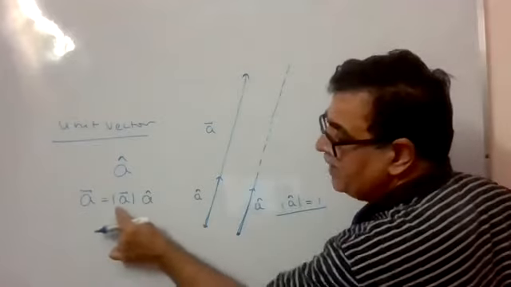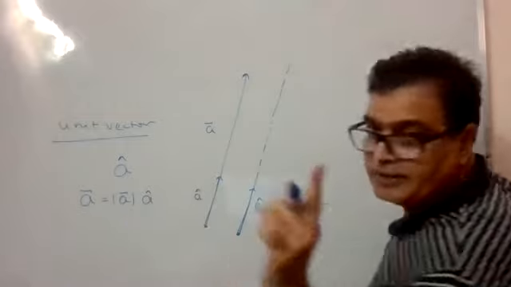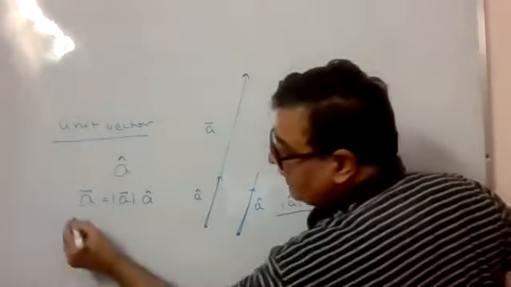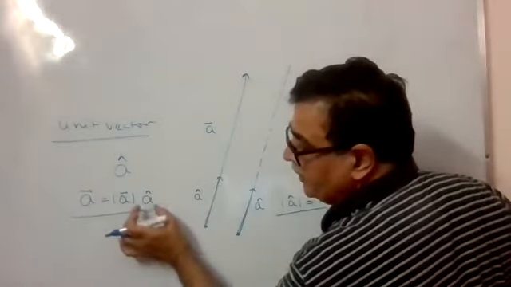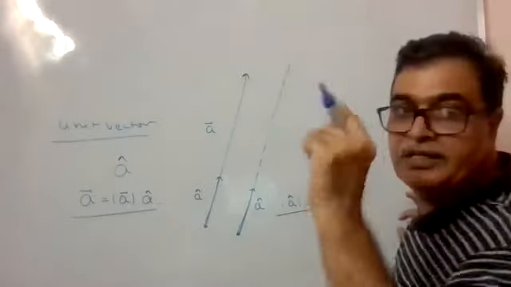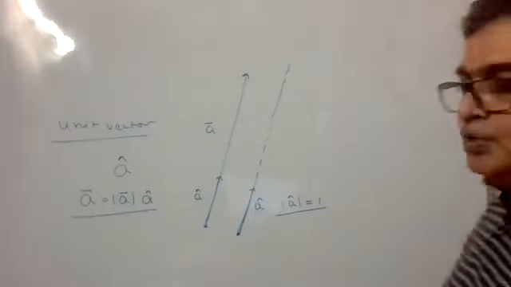So this means it won't make any difference here. Your magnitude will stay the same, and A cap is only giving the direction to you. So any vector A, when you are taking it, will have a magnitude and a direction. Direction is given by the unit vector, magnitude is given by modulus of A or magnitude of A.